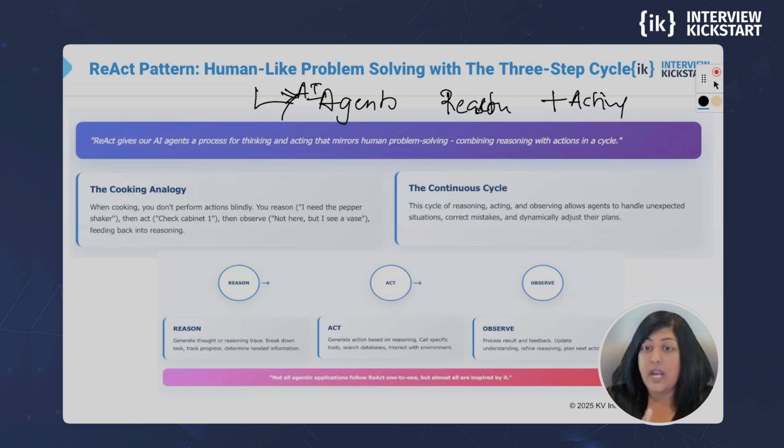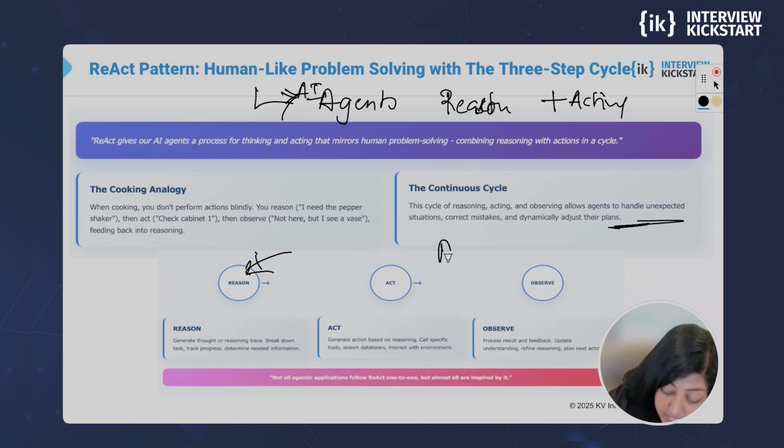Well, no. So I have to adjust my plan, right? So I come back to reasoning again. Well, I haven't found the pepper shaker. What do I do next, right? And this is a continuous cycle, right? And this is what allows the agents to reason, observe, handle unexpected situations, correct mistakes, and dynamically adjust their plans, right? Without any human intervention.